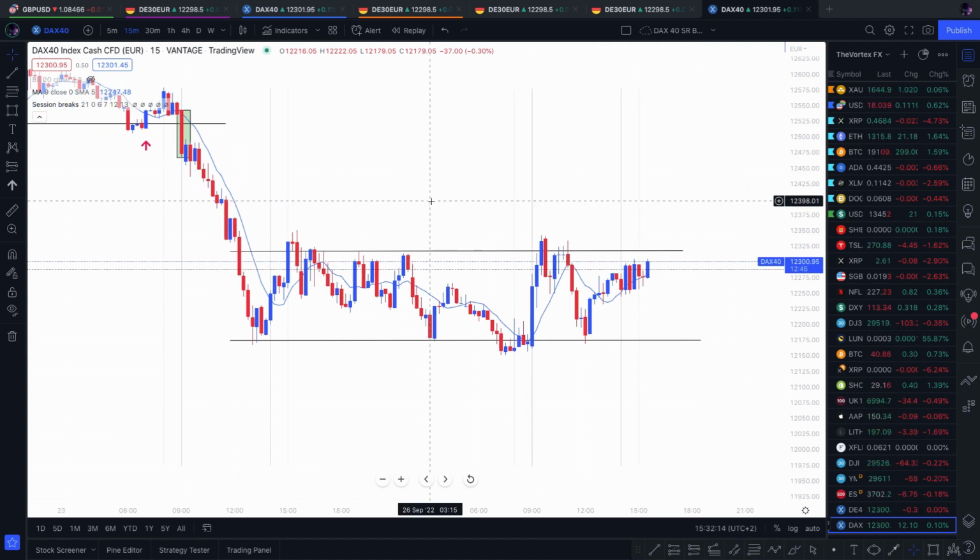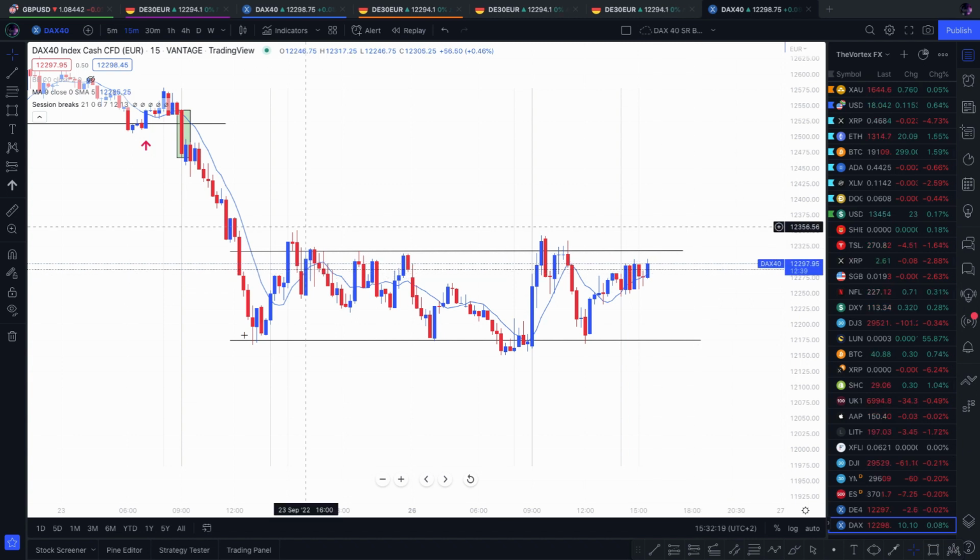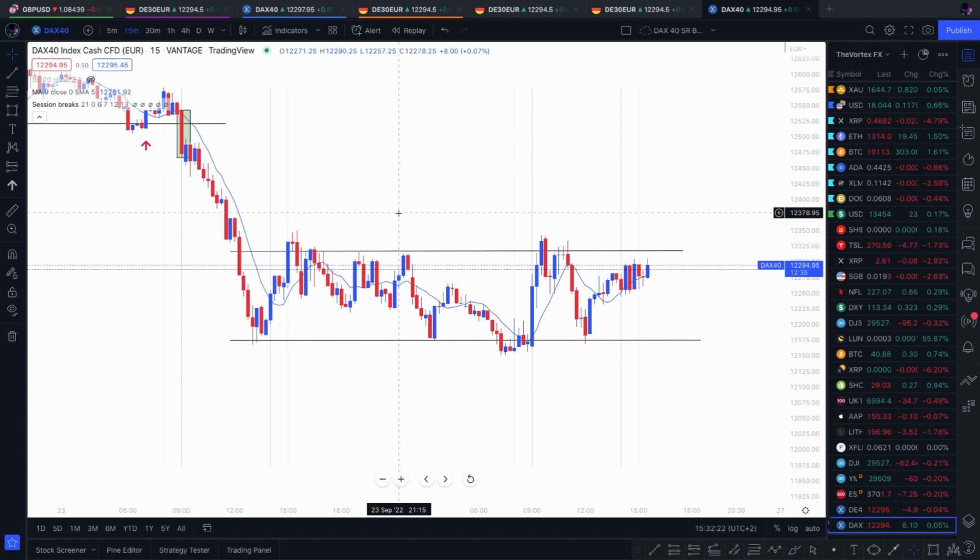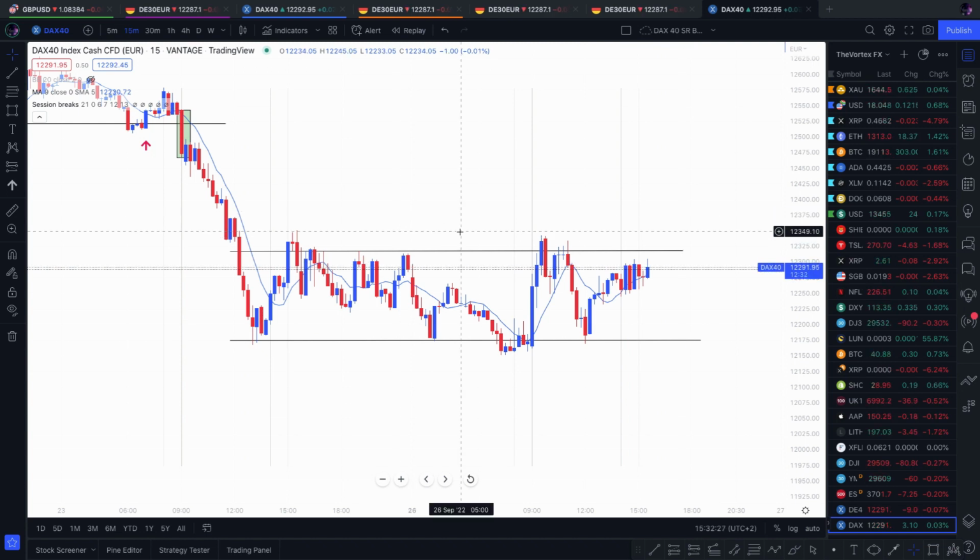We always have to make sure that we see an impulsive candle break out of a previous support or resistance zone. That is when we can start looking for our entry. Once we see that impulsive candle, we make sure that that impulsive candle sits above the moving average. All right, and that's how we get our entry, guys.